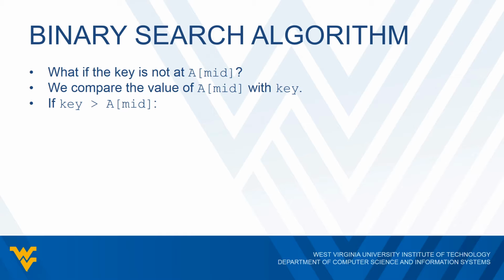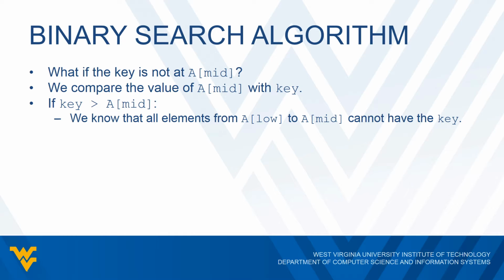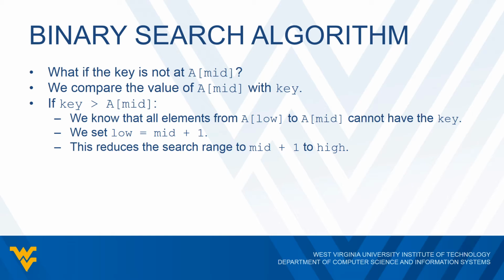So let's consider the case where key is greater than mid. What that means is we know that all the elements from low to mid cannot have the key, because our guess in this case is too low. We need to pick something higher than mid. So we'll set our low to mid plus 1. We could set it to mid, but it doesn't do us any good because we already know that mid is too low. So we need to change our search range to be from mid plus 1 to high. Now we reduce our search range to where key should be. Because we know key cannot be between low and mid, let's just eliminate all those possibilities.